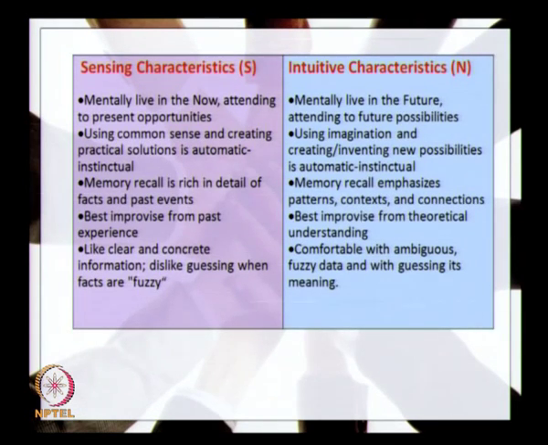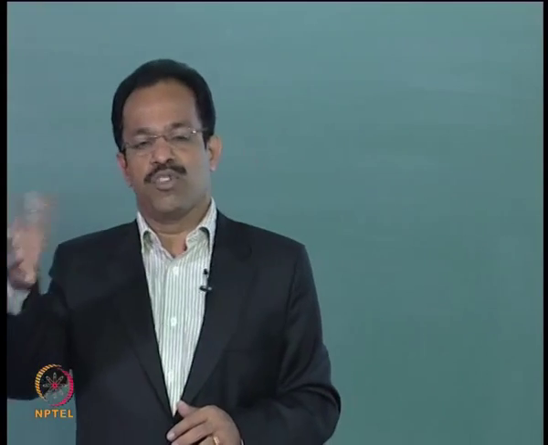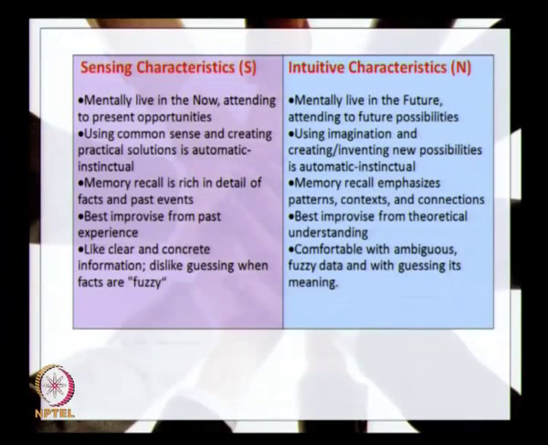So they look at the future. Okay, present information is fine, what am I going to do with this in the future? So what are the possible outcomes coming from this particular situation? So that is, they will live in the future, they use imagination, and inventing new possibilities is automatic, instinctual. New possibilities is very instinctual for them, so they will always try to create new possibilities from the present situation.